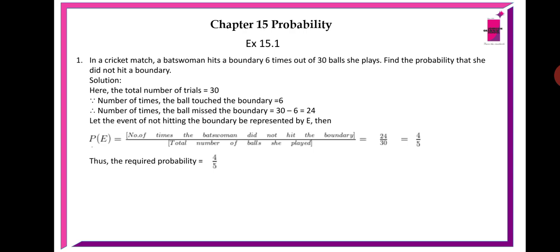Let the event of not hitting the boundary be represented by E. Then the probability of the event equals the number of times the batswoman did not hit the boundary by the total number of balls she played, that equals 24 by 30, that equals 4 by 5. Thus the required probability equals 4 by 5.